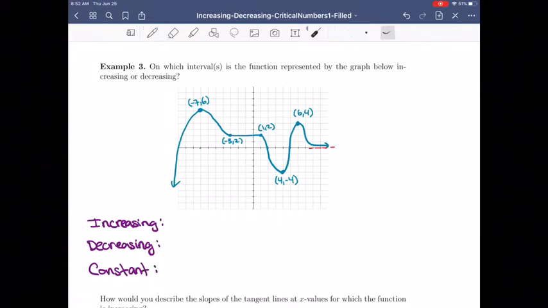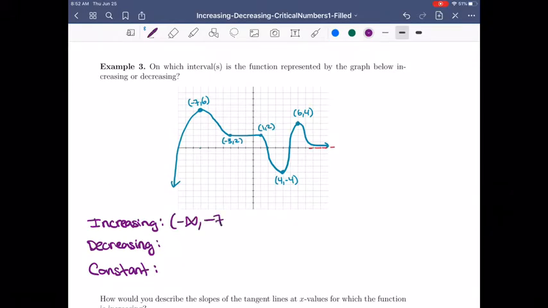Now, as we go from negative infinity until -7, notice that our y values are getting bigger. Okay, so that means that we're increasing, so that interval is going to be in our increasing intervals. Okay, from negative infinity to -7.